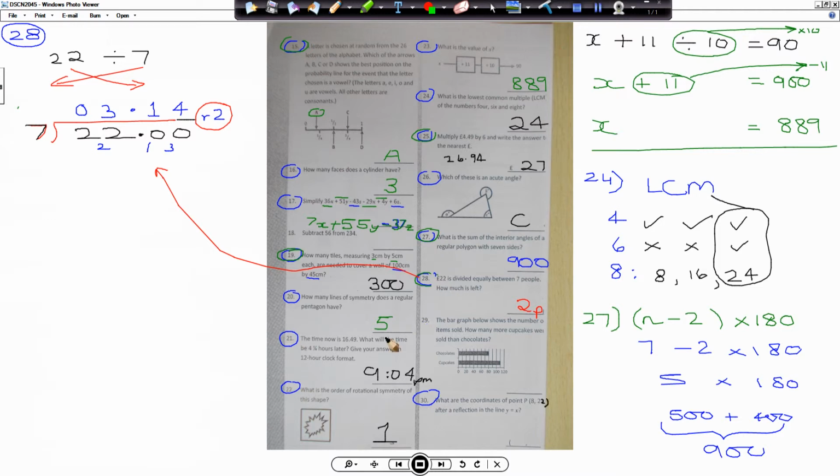For the last question, what are the coordinates of the point P (8, 22) after reflection in the line y equals x? When we reflect these coordinates in that line, we reverse the coordinates. So the y coordinate becomes the x coordinate, and the x coordinate becomes the y coordinate. That's the effect of reflecting in the line y equals x.